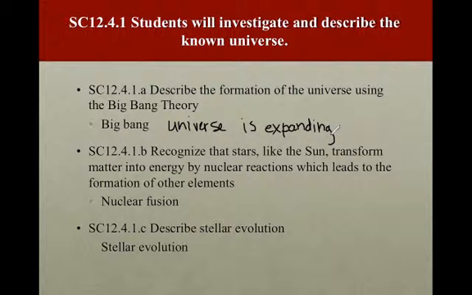Recognize that the stars, like the sun, transform matter into energy by nuclear reactions, which lead to the formation of other elements. Nuclear fusion takes simple elements. It starts off with hydrogen, and it converts that into helium. Once it runs out of hydrogen, it'll convert the helium into a heavier element, and eventually heavier and heavier elements until it can no longer fuse them together and it dies. The sun and stars would die.